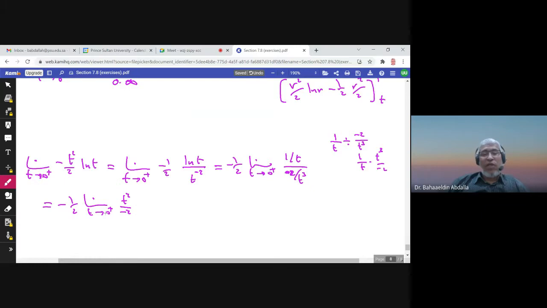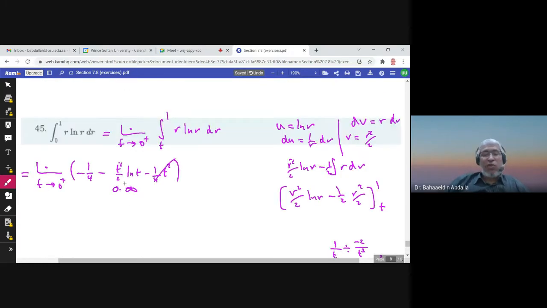And now when I take t to 0, it is 0. So this limit is also 0. And the answer is negative 1 over 4. And the integral is convergent.